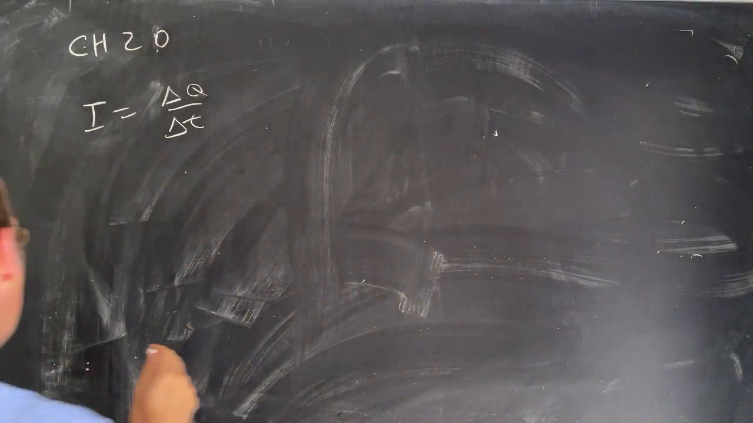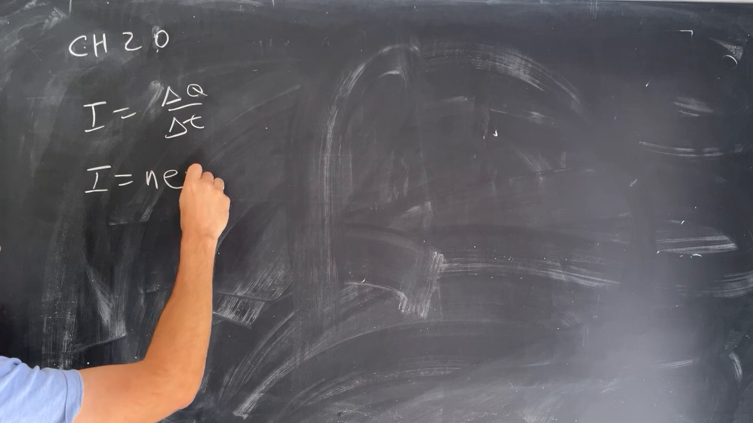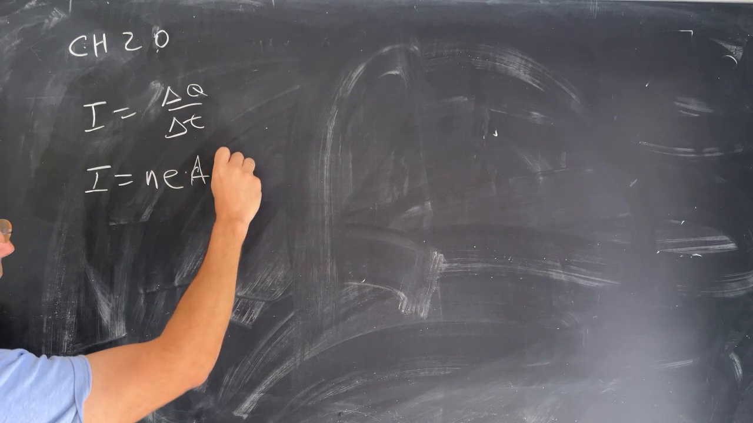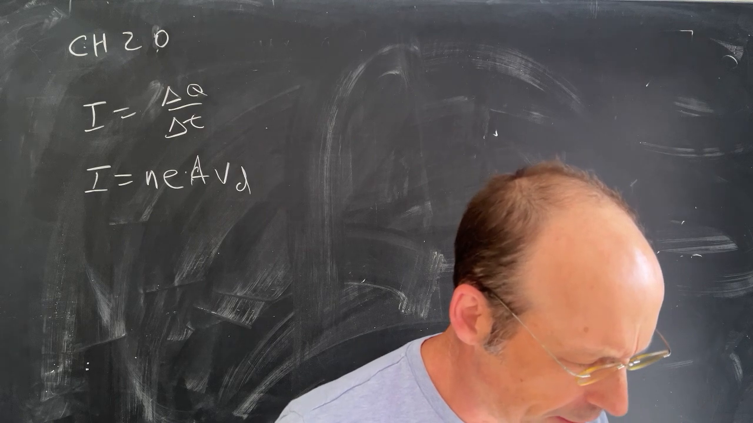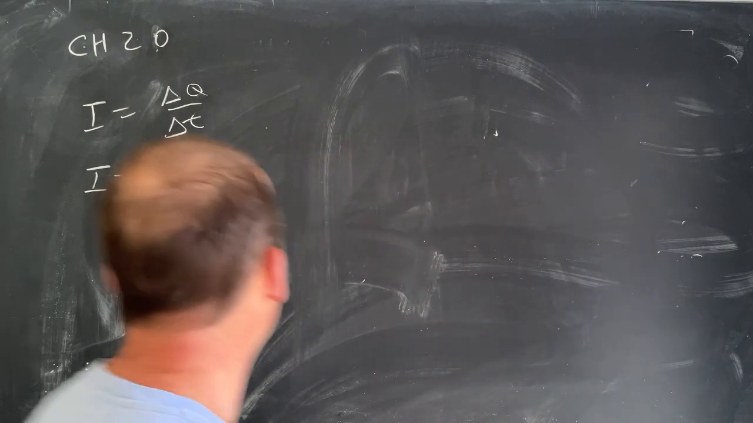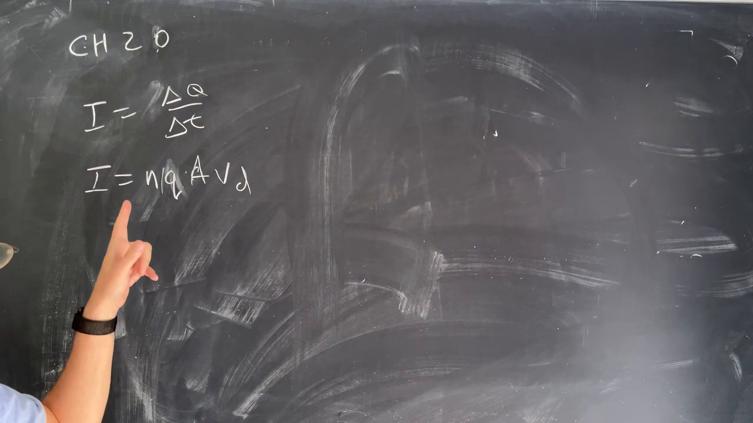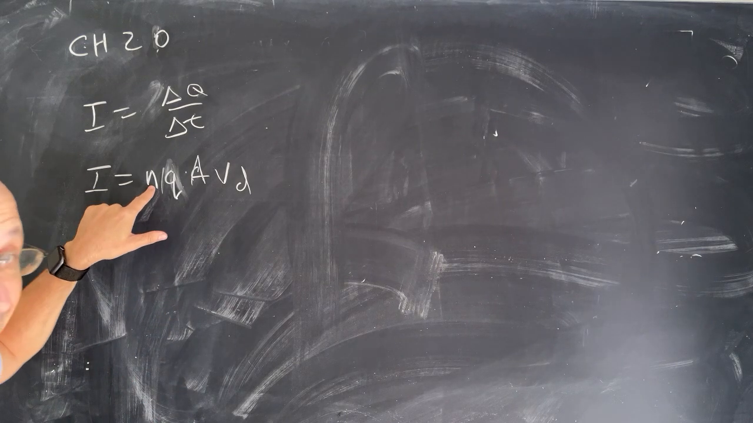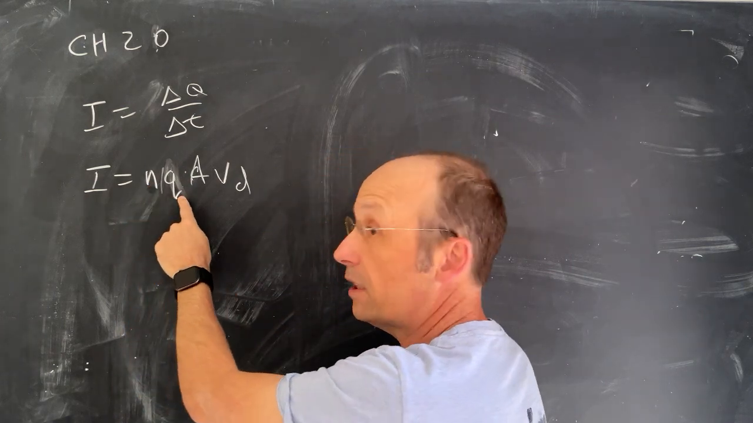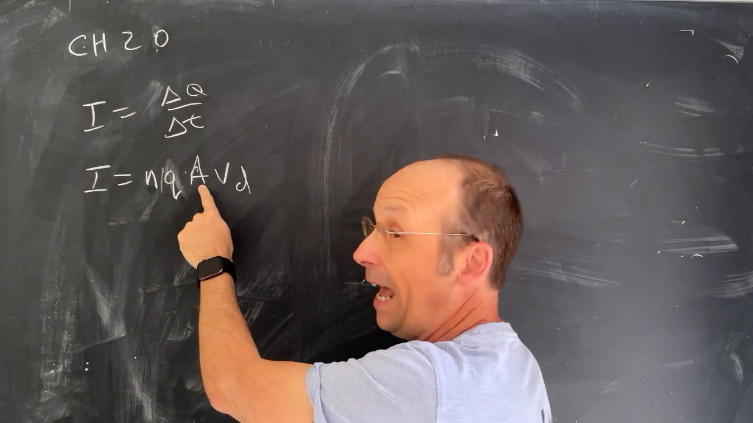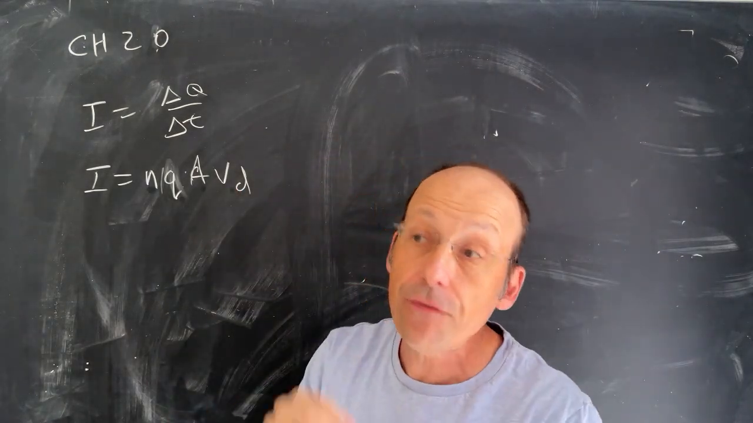Okay, now we have another definition for current, I equals N Q A V_D. That's right, I always get that one messed up. This is another way to describe the current, where N is the number of charge carriers per cubic meter, Q is the charge of those charge carriers, A is the cross-sectional area of the wire, and then V_D is the drift velocity.